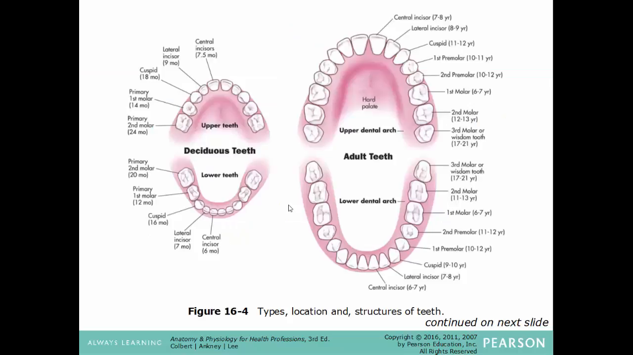Here's an illustration of both deciduous and adult teeth, or baby teeth and adult teeth. The central incisors here are the teeth that babies normally get first, the ones right in front. Then they have cuspids and molars. Same thing on the bottom. Then for adult teeth, incisors, cuspids, premolars, molars, and wisdom tooth. Same thing on the bottom. Their shape is an indicator of their function. Are they going to be grinding teeth? Are they going to be cutting teeth? Are they going to be holding teeth?